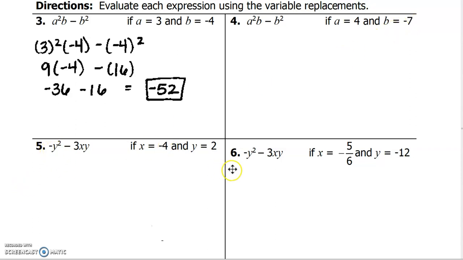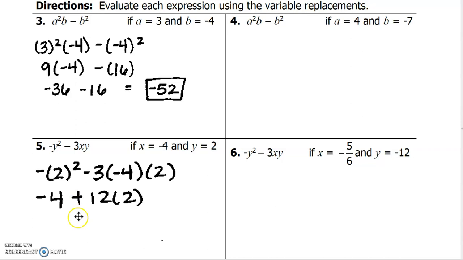Same with 5 and 6. It's really the same expression, just different values that we're plugging in for x and y. So we're substituting in -4 and 2. Following order of operations, notice this one, we have a negative outside that parenthesis. So this is just 2 times itself, which is a positive 4, and then this negative outside makes that a -4. Notice how that's different from when we had the negative inside the parentheses.